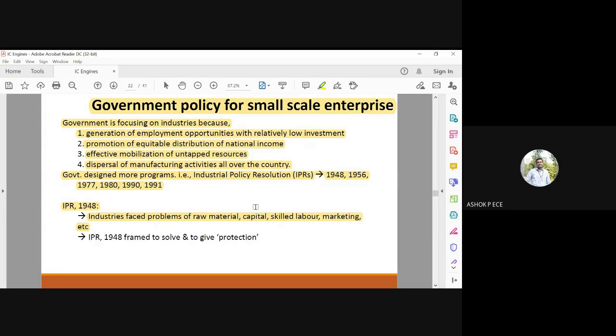So the country never knew exactly what resources it possessed. So whatever industries had started, they never knew where to get raw materials from. They never knew where to get the capital. They never knew where to get skilled labor and other things. They exactly did not know from where to get all these things. The IPR 1948 was framed to solve this and to give protection to industries just to start their business, motivate them and generate employment for the country. So this is the first law after independence that was passed for industry policy.